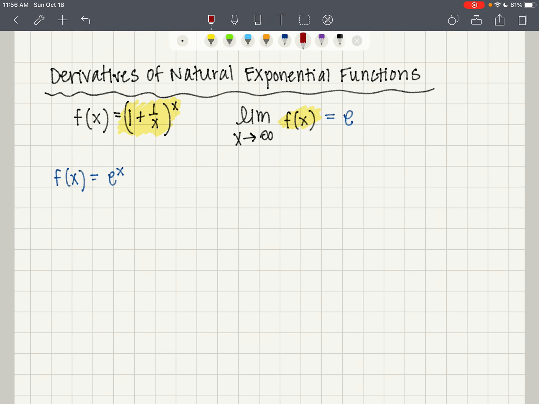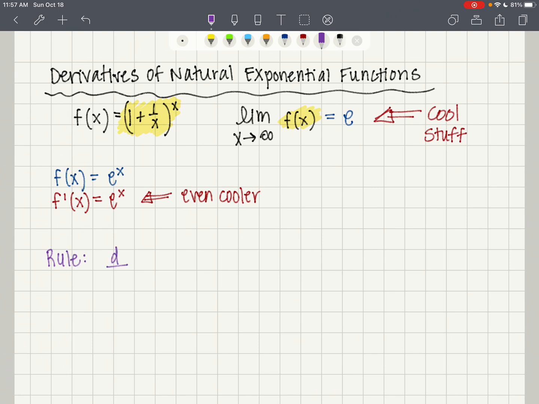Now, this right here is pretty darn cool. It's pretty neat. What's even neater, though, is that the derivative of e to the x is e to the x. That's even cooler than where e comes from. So here's our rule. We're going to have two of them. We're going to have the derivative of e to the x is equal to e to the x. It's a pretty important rule and a pretty cool one.